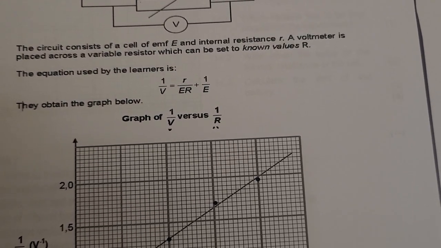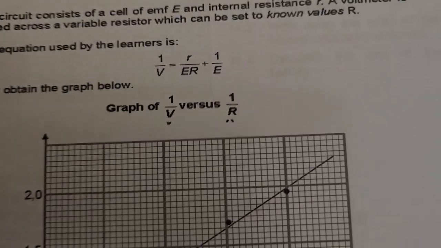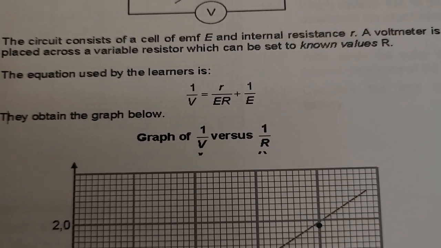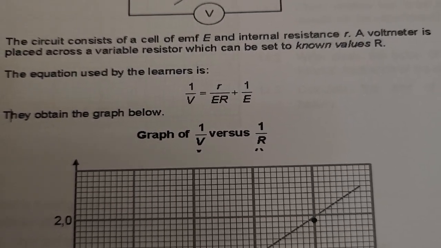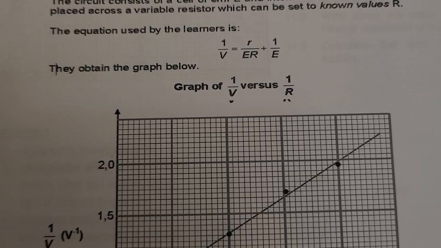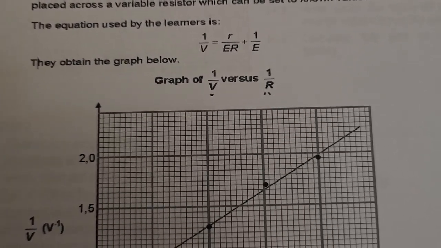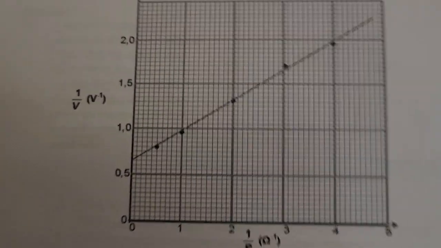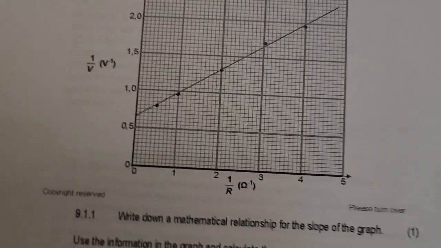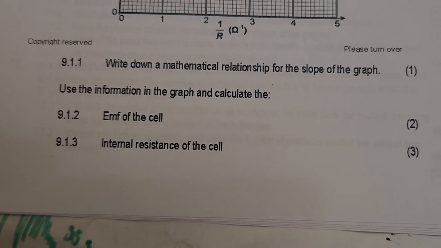The equation used by the learners is this one, very important equation. You can see that. Remember, we have got 6 graphs that are standard in electric circuits. This is the 7th one. Hopefully you know all of them. They obtain the graph below. That is the graph of 1 over V versus 1 over R. No problem. Then now they say to us, the question 9.1.